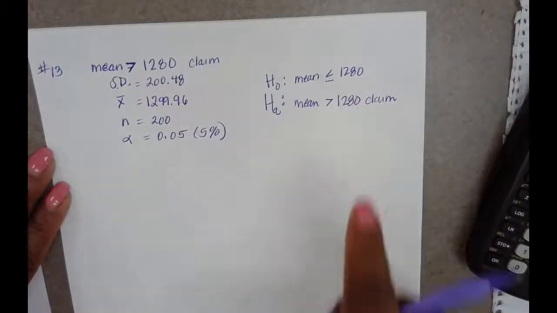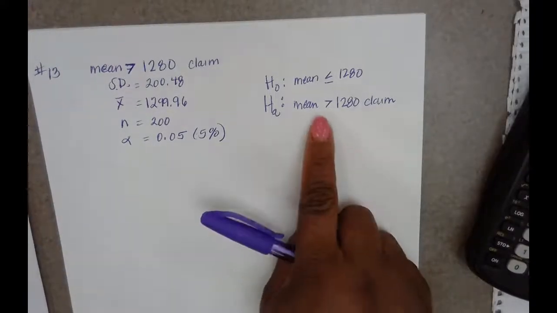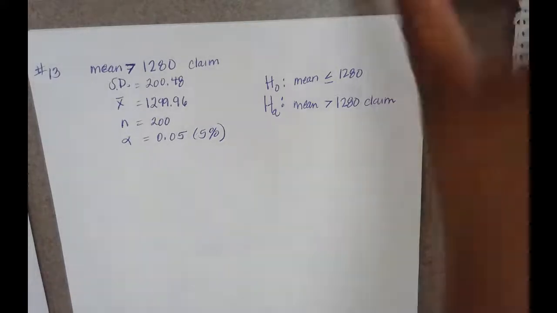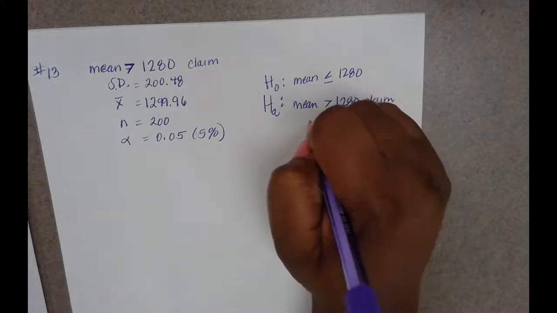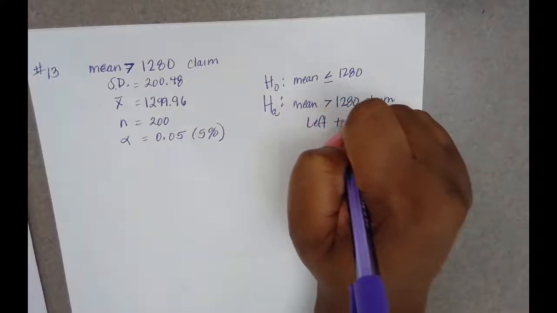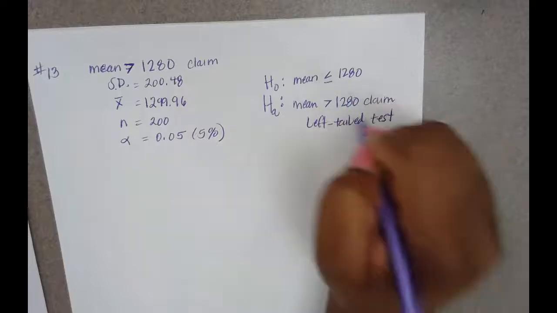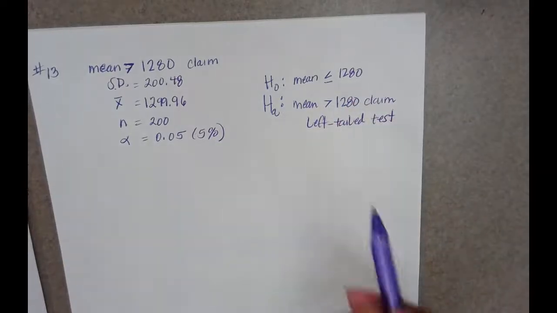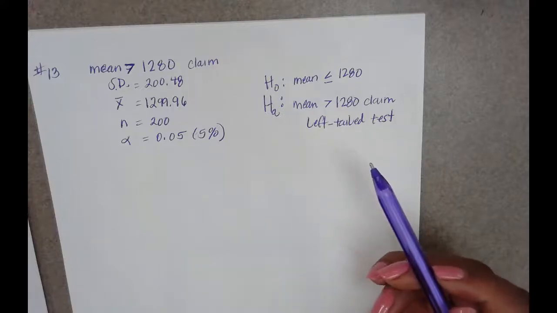Okay? I'm also going to determine what type of test that I will do. I know the alternative has a less than symbol. So when I look back at my notes, the less than symbol is a left tail test. It only has one tail. Okay? That means that the p-value is on the left side of the test statistic.